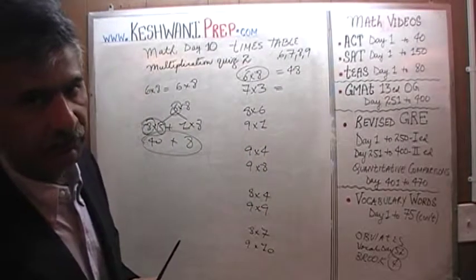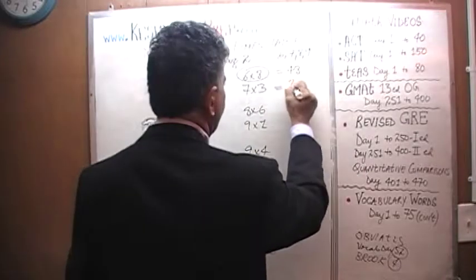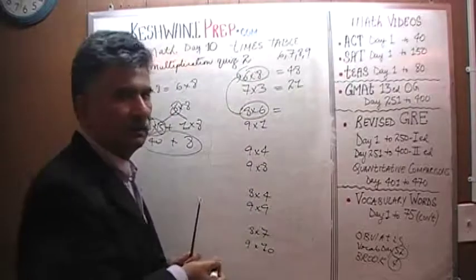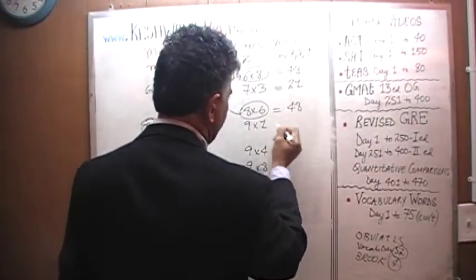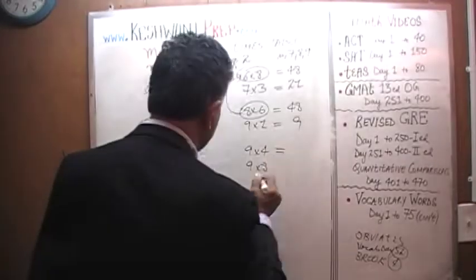7 threes are 21, because it's 7 plus 7, which is 14. 14 plus 7 is 21. 8 sixes are the same as 6 8s. It's 48. 9 ones are 9. That's pretty straightforward. How about 9 4s? Well, 9 4s is very simple.